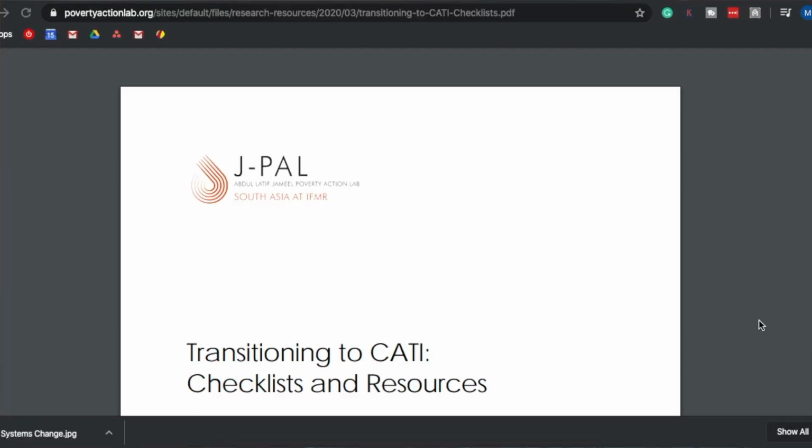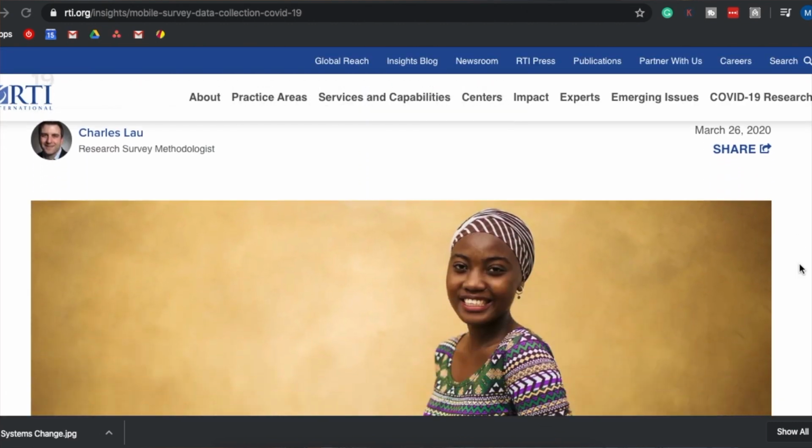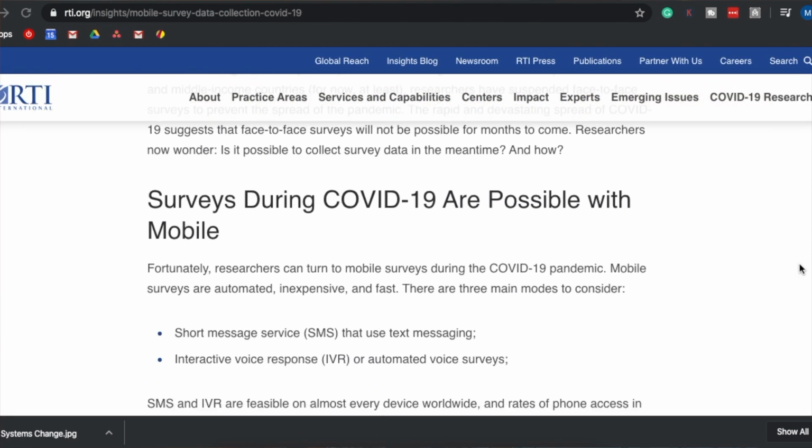Remember, I'm sharing a few resources below that provide some training, for example, how to use phone interviews as a data collection method, also how to use text messages as a data collection method.